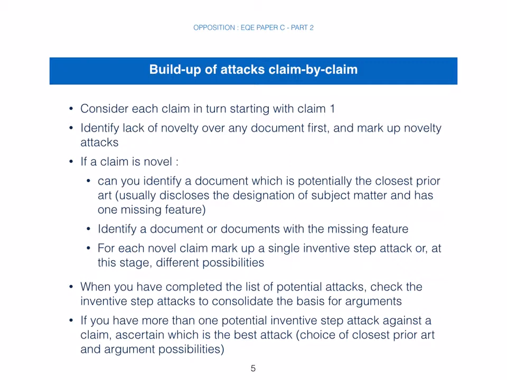For each novel claim, we then mark up a single inventive step attack, or at this stage, possibly several different possible inventive step attacks. When you have completed the list of potential attacks, you have to check the inventive step attacks to consolidate the basis for arguments. And if you have more than one potential inventive step attack against a claim, you have to ascertain which is the best attack, which is a choice of closest prior art and the best argument possibilities. Let's now start with claim 1.